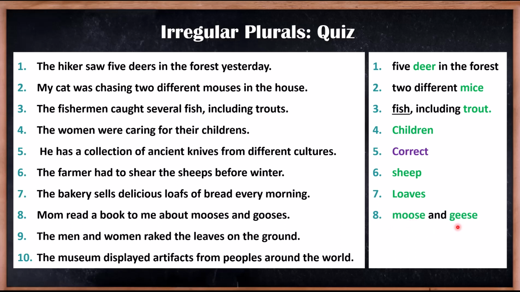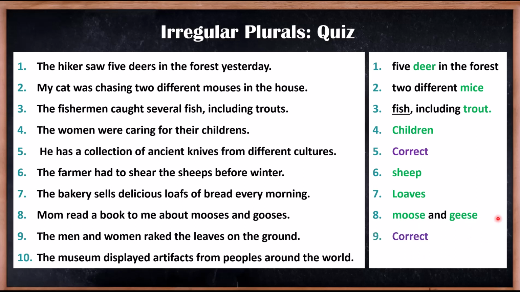And this is confusing because the singular form of moose is moose, and the plural form is also moose. However, the singular form of geese is goose, and it changes to geese. So why doesn't moose change to meese? English has some fixed rules, but a lot of English is memorization. So you have to memorize moose, moose, goose, geese.